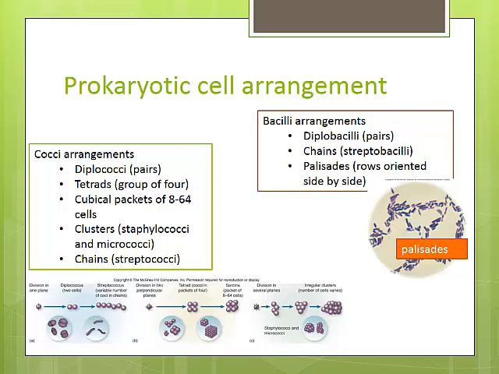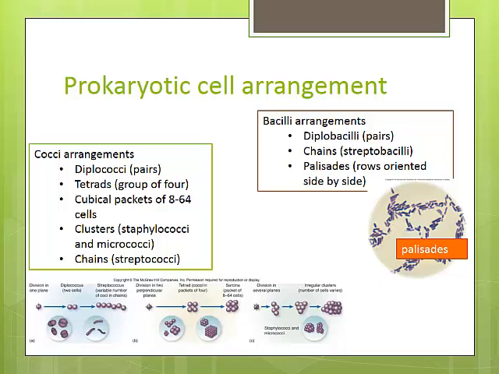And so we have cocci arrangements, which is what we have for the coccus shape, and we've got bacilli arrangements. So cocci arrangements, we can see cocci in diplococci, which are pairs of cocci. We can see them as tetrads, which are groups of 4. We can see them as cubical packets of 8 to 64 cells, and we call those Sarcinae. We can see them as clusters, which we can refer to as staphylococci and micrococci, or we can have chains, which are also known as streptococci.